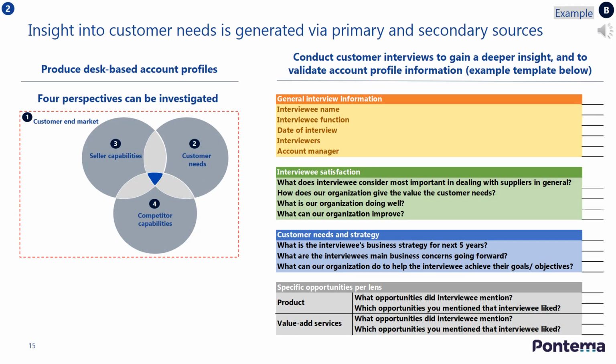The second stage of Key Account Program implementation is to gather relevant information on the accounts chosen for special treatment through primary and secondary sources. The first task is to produce desk-based profiles of each key account. These should include information on the customer's end market, the customer's needs, how capable the organization currently is to sell into the account, and whether any competitors are actively selling to the customer.